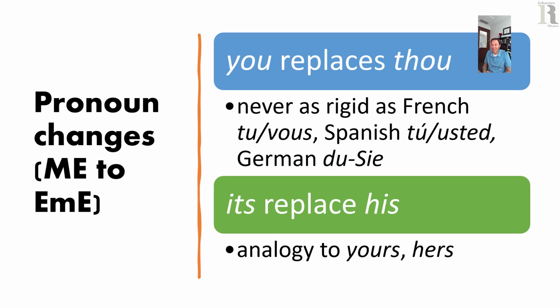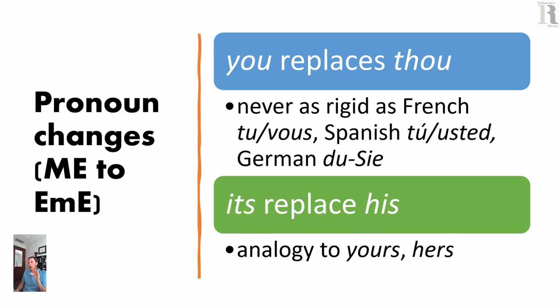By Shakespeare's, not long after Shakespeare's time, you has replaced thou. Thou drops away pretty quickly during the 17th century. It was never as rigid as the French tu vous. It was always something that was not like a natural part of the language, but was kind of imported. And there are specific religious groups, like Quakers, that continue to use thou and thy for religious reasons. You can Google it. Its replaces his by analogy to yours and hers. These are the big pronoun changes.